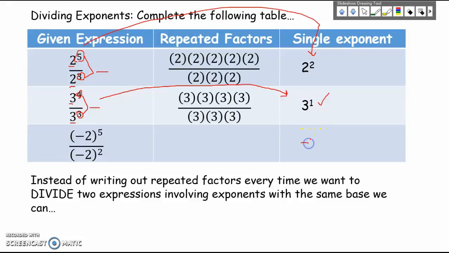Try to remember on this one, I know we erased it. Our answer was negative 2 to the third power. You should still have that on your chart. Well, let's apply this rule. I have an exponent here of 5. I have an exponent here of 2. My bases are the same, which is a negative 2. 5 minus 2, because when I divide exponents that have the same base, I subtract my exponents and keep the base. And there it is. 5 minus 2 is 3. So when we divide exponents that have the same base, we can subtract.